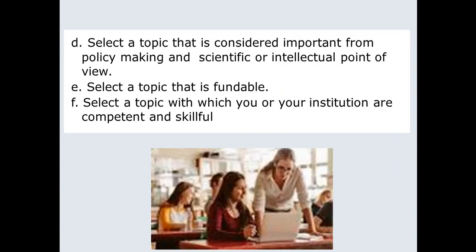Select a topic that is considered important from a policy making and scientific or intellectual point of view. So the important subject, whether it is important for policy making, for administration of the hospital, or from a scientific or intellectual point of view. So we have to select this topic. Select a topic that is fundable, that we can pay for its continuation, and select a topic with which you or your institution are competent and skillful.